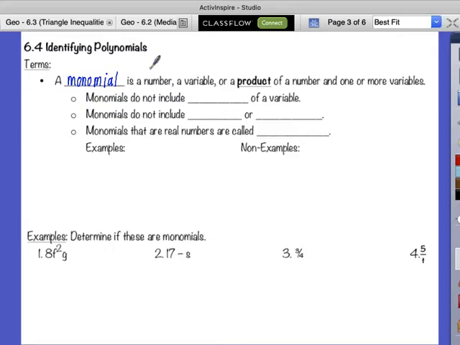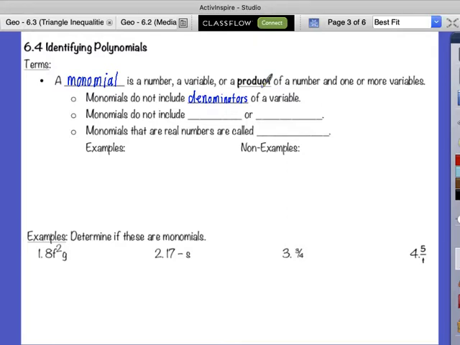So I'm going to go through these blanks real quick, and then I'll do examples and non-examples that'll help us understand it. Monomials do not include denominators of a variable. So what that means is we don't have the variable in the bottom. There's no variable in the bottom. Does this mean there's going to be fractions in a lot of them? I literally just said there's no variables in the bottom of this one. So no fractions.